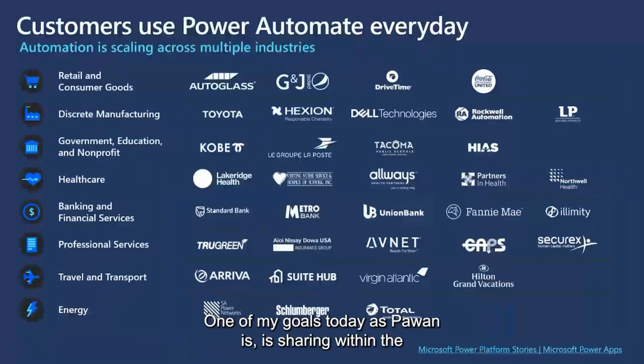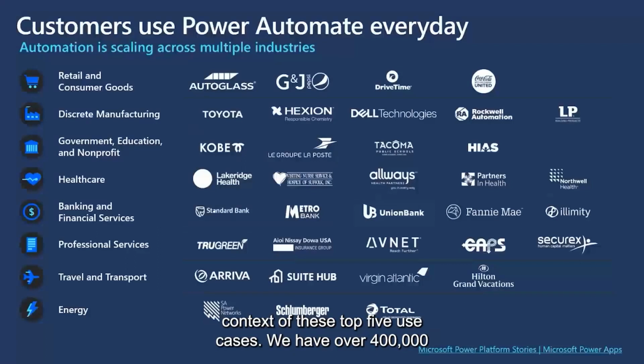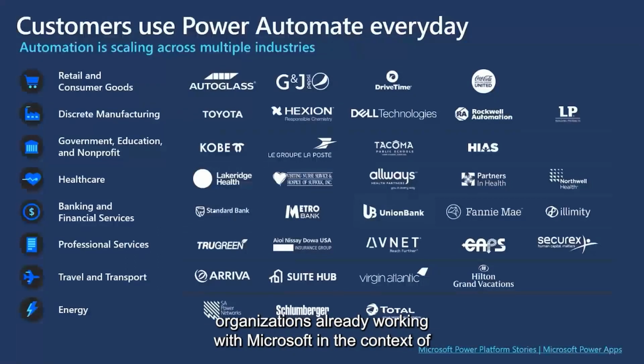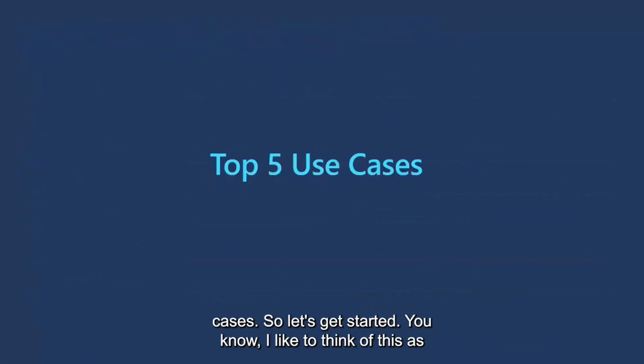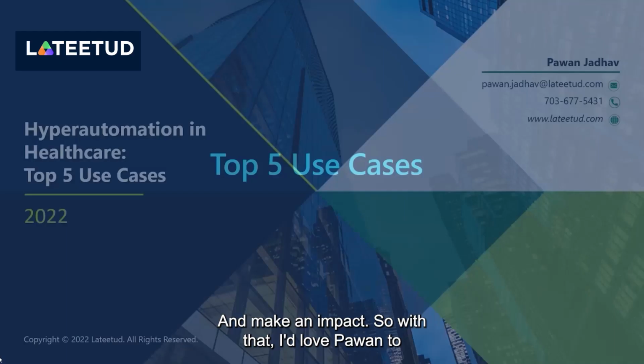One of my goals today, as Pawan is sharing within the context of these top 5 use cases, we have over 400,000 organizations already working with Microsoft in the context of automation. So my goal is going to be sharing some of these success stories as we go through these top 5 use cases. So let's get started. I like to think of this as where are the juicy problems within health that we can dive right in and make an impact.